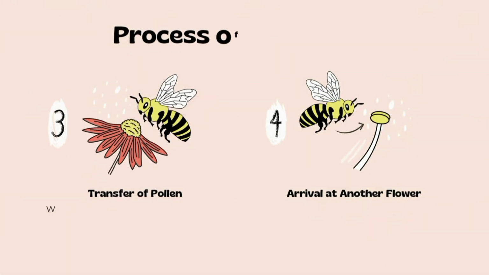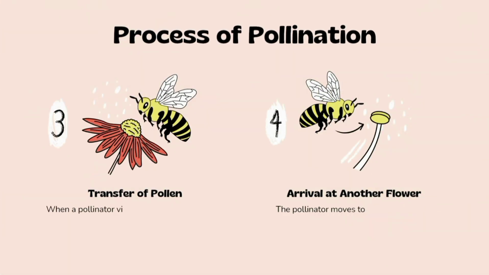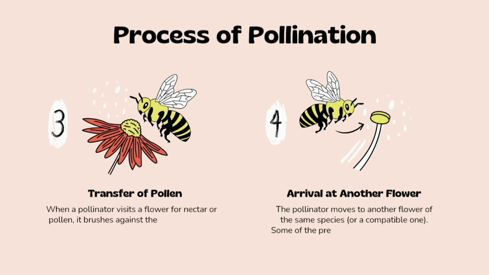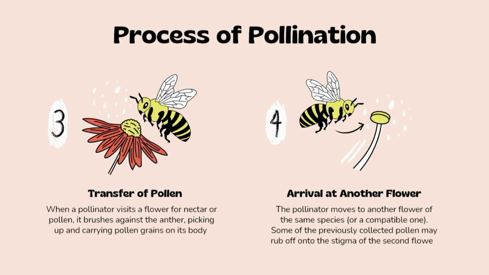Transfer of pollen. When a pollinator visits a flower for nectar or pollen, it brushes against the anther, picking up and carrying pollen grains on its body. Arrival at another flower. The pollinator moves to another flower of the same species, or a compatible one. Some of the previously collected pollen may rub off onto the stigma of the second flower.